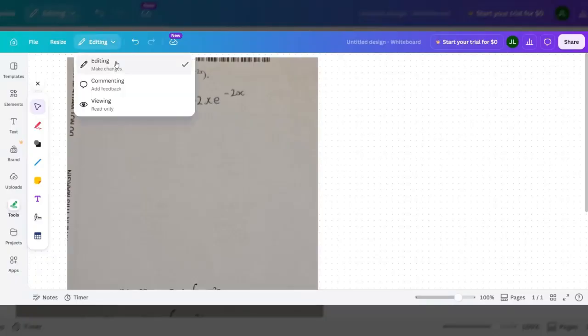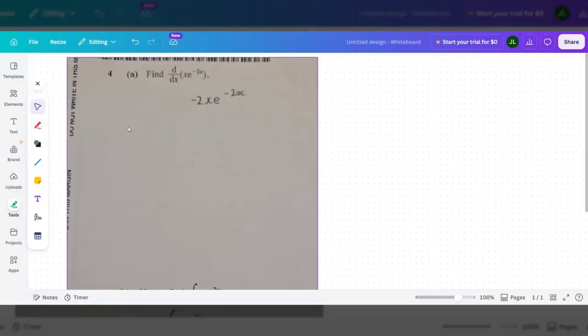I would like to grab a pen first and share with you how this can be done. This is the first time I'm using Canva as a whiteboard, so do bear with me if this looks not so professional.